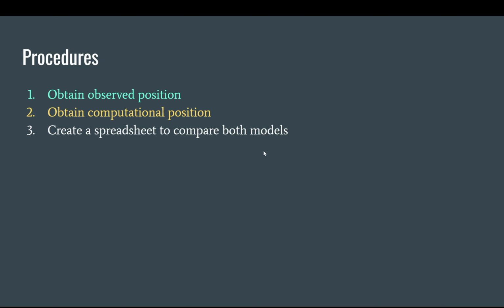So the procedures for this lab are simple. First, we'll want to obtain the observed position through a live experiment. Second, we'll want to obtain the computational position through GlowScript. And third, we'll want to create a spreadsheet to compare both the models from 1 and 2. So let's get into it.